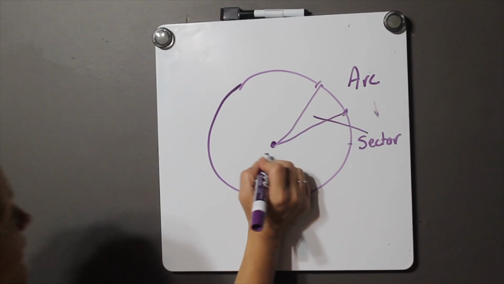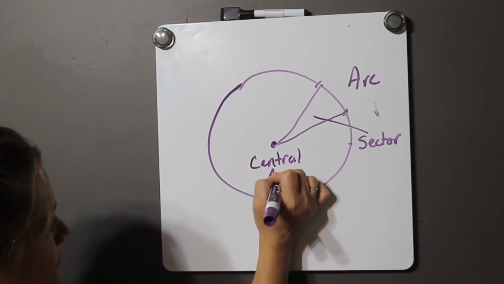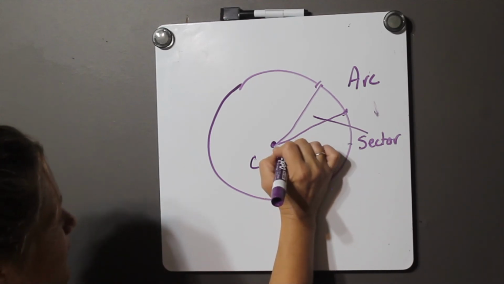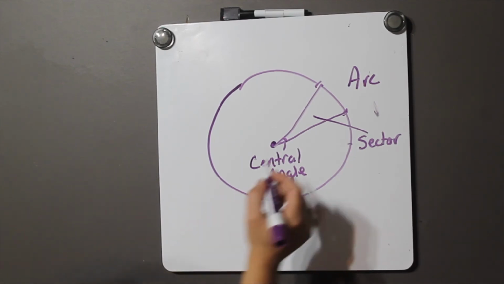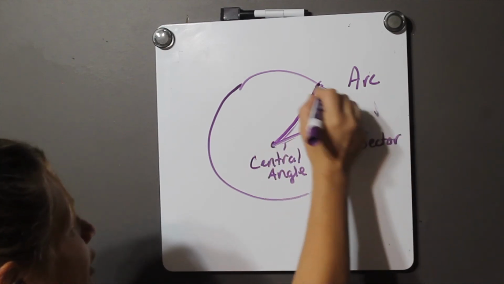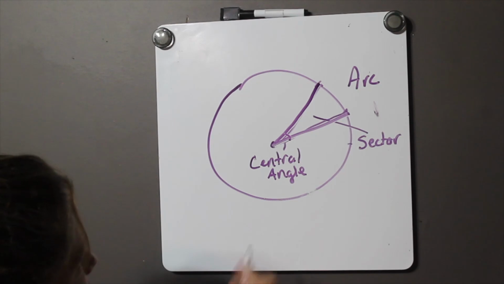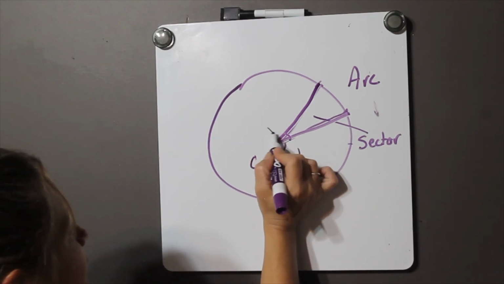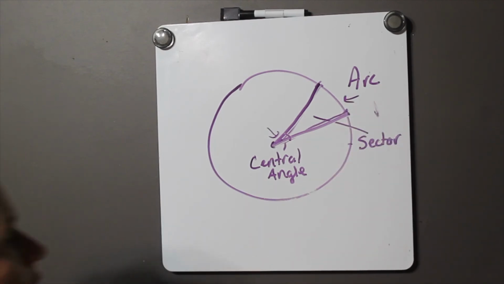And we have this as the central angle. Is this angle right here. That angle is going to be called our central angle. So if the central angle is 27 degrees, then the arc is going to be a 27-degree arc of the circle. So whatever the degrees is right here, that's what we're going to name our arc.